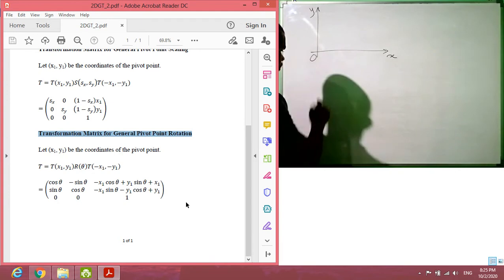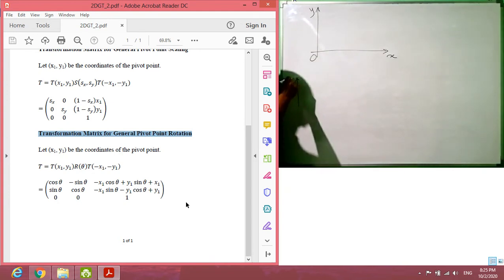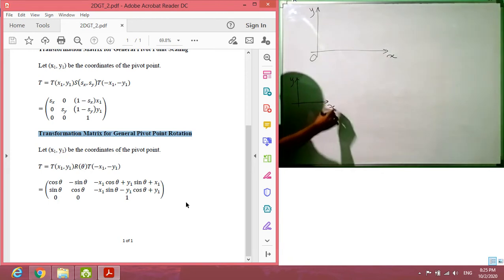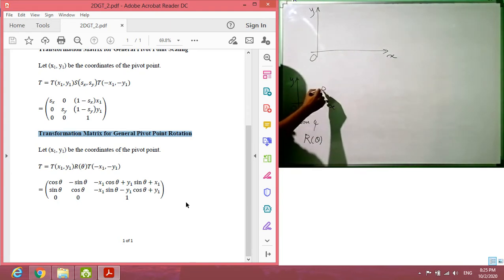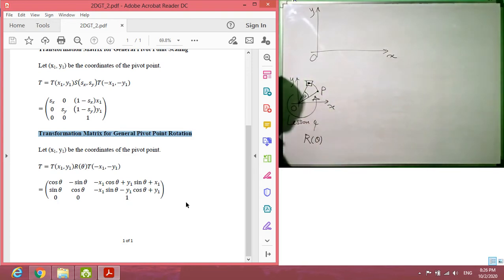Now you know what you have learned in lesson 4. The transformation matrix, this one. Here theta means, if you apply this transformation matrix to a point P, with respect to the origin it rotates by an angle of theta in the anticlockwise direction. Okay, so here we rotate around the origin.